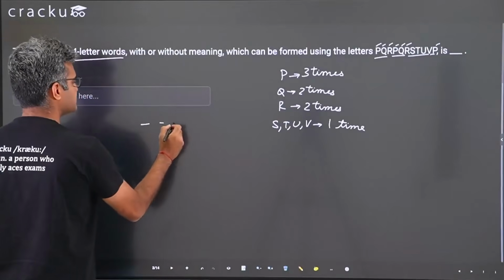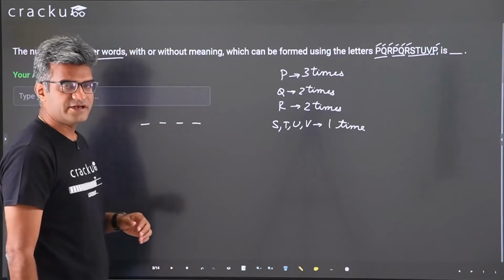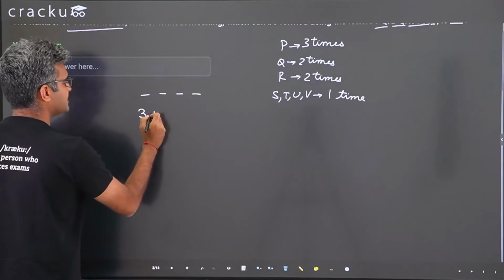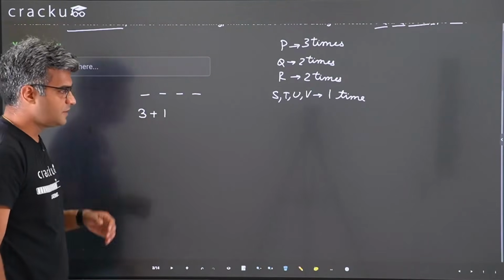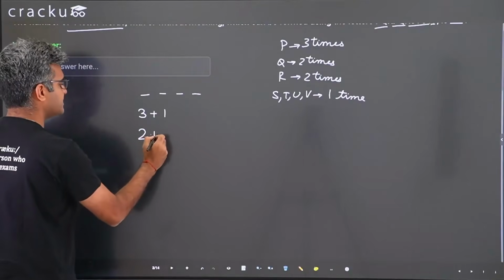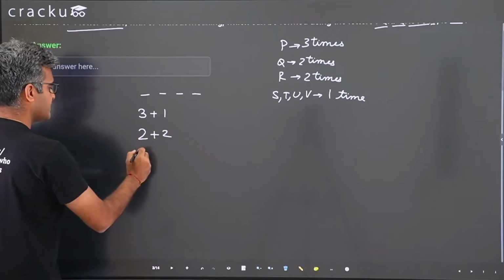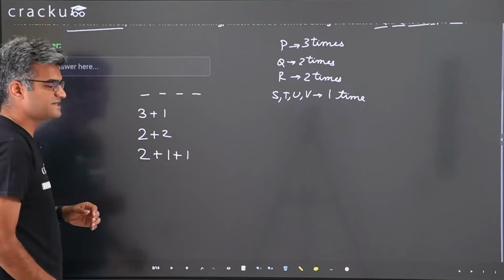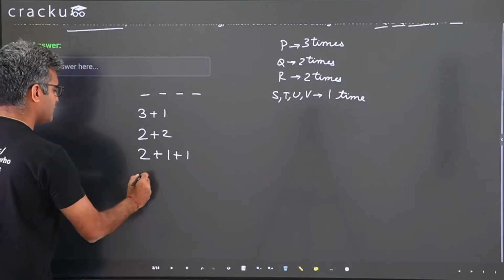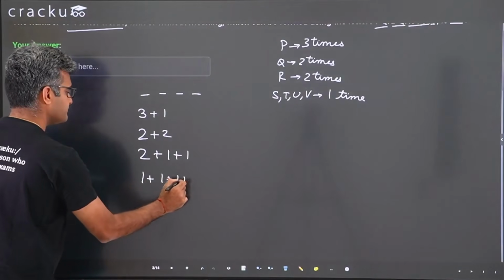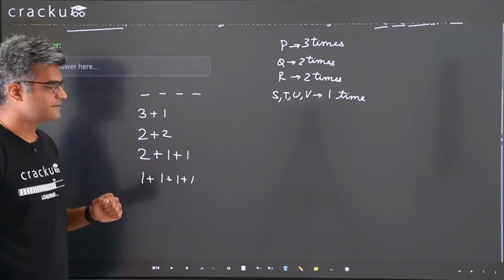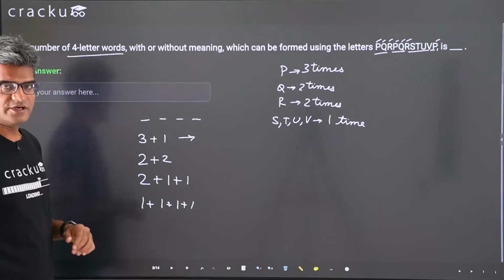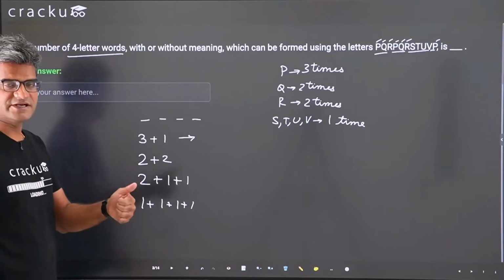Now these 4 letters can be formed in multiple cases. One case is we have one letter which repeats 3 times and one letter which repeats only once. Or we can have 2 letters which are repeating 2 times each. Or we can have one letter which is repeating 2 times and the remaining 2 letters are distinct. Or we can have all the 4 letters to be distinct. Suppose we are looking at the first case. We want one of the letters to repeat 3 times and the next letter to be different.